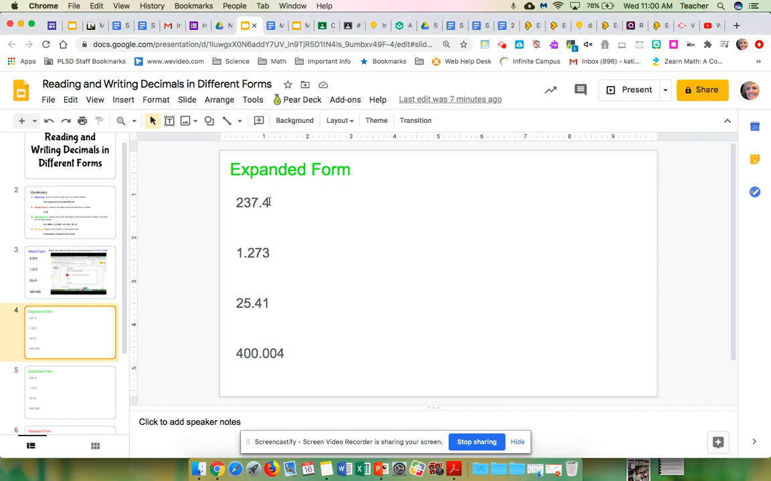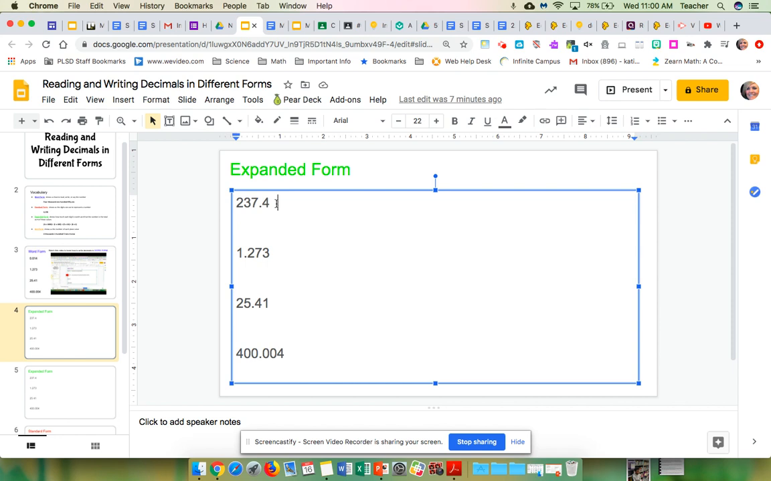Last year, as a fourth grade student, when you were writing expanded form for the first number, which is 237 and 4/10, it probably looked something like this: 200, because there's a 2 in the hundreds place, so the value is 200, plus 30, because the 3 is in the tens place, plus 7, because the 7 is in the ones place, plus 4/10, because the 4 is in the tenths place. If you add them all together, they will equal the 237 and 4/10.